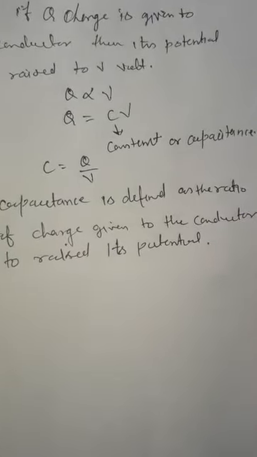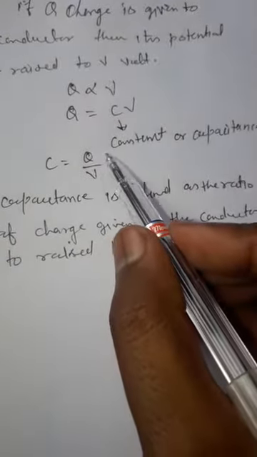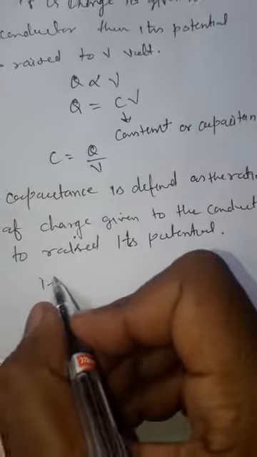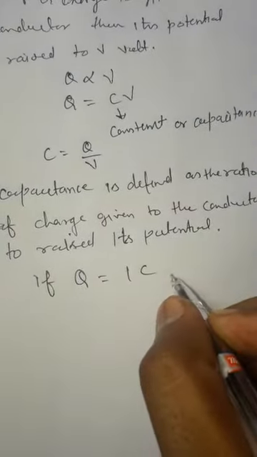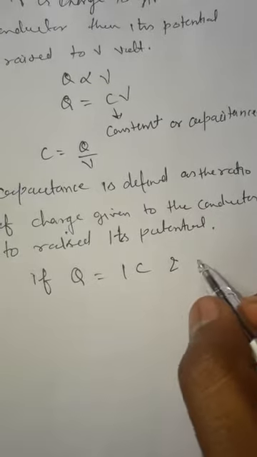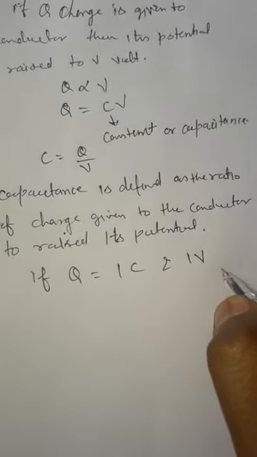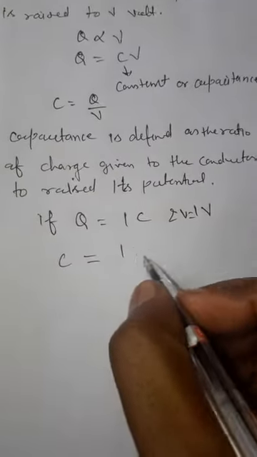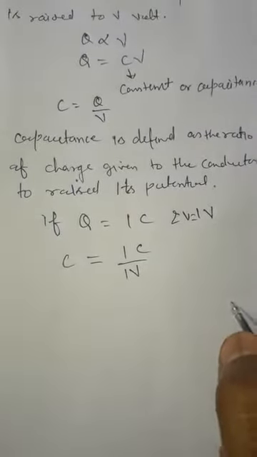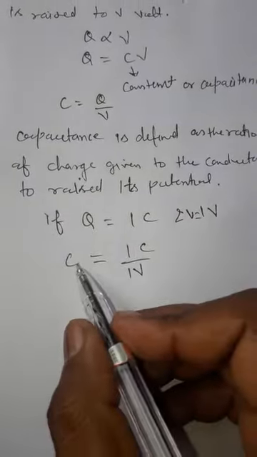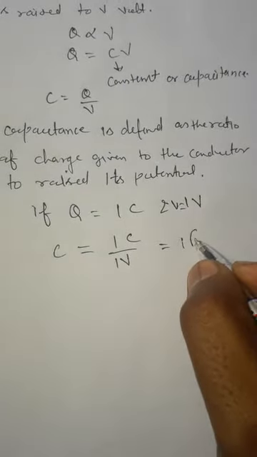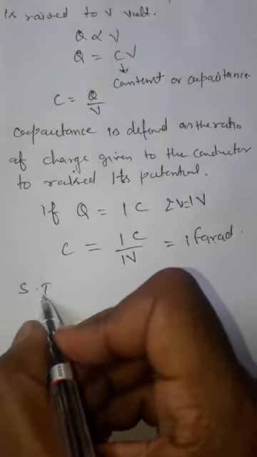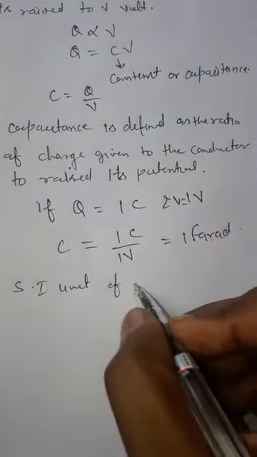Numerically, if Q is equal to 1 and V is equal to 1, say if charge Q is equal to 1 coulomb, and due to this charge the potential of the conductor increases to 1 volt, then C must be equal to 1 unit, that is 1 coulomb per volt, and this 1 unit of capacitance is known as 1 farad. So farad is the SI unit of capacitance.